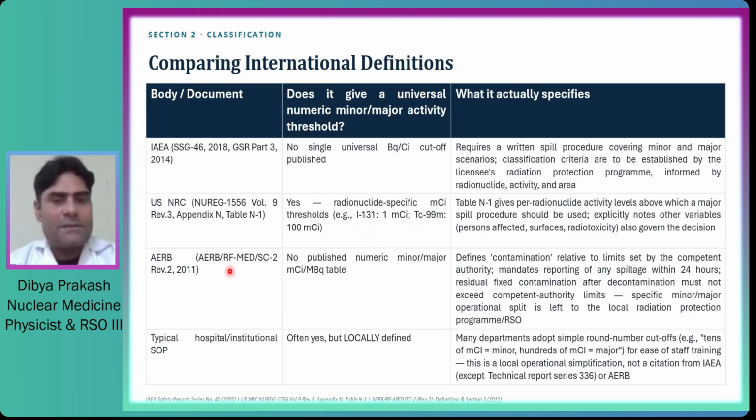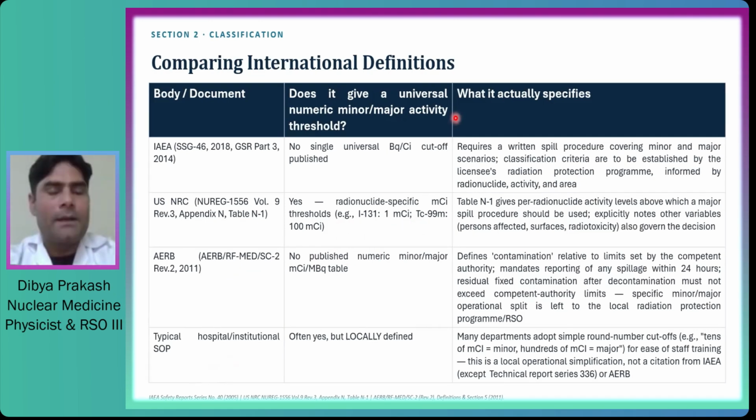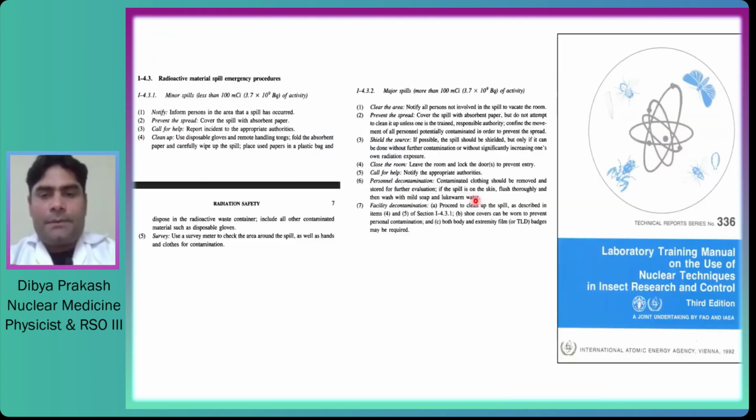For AERB, there is no published numeric major or minor millicurie or MBq table, so that is also not clearly defined. In some typical institutional SOPs, there may be a definition like tens of millicurie is minor and hundreds of millicurie is major. This definition is not very wrong as per one of the IAEA definitions. But if we take the US NRC definition, it is a little vague, and it is not stated in the guidelines.